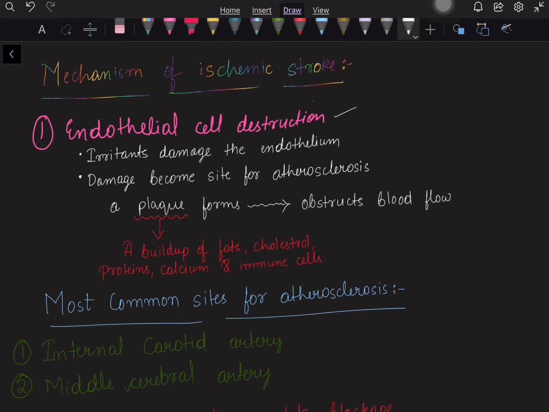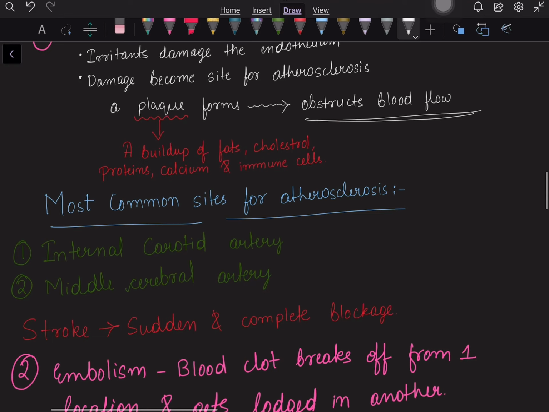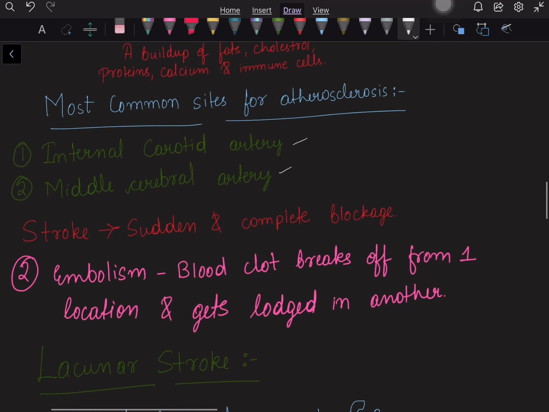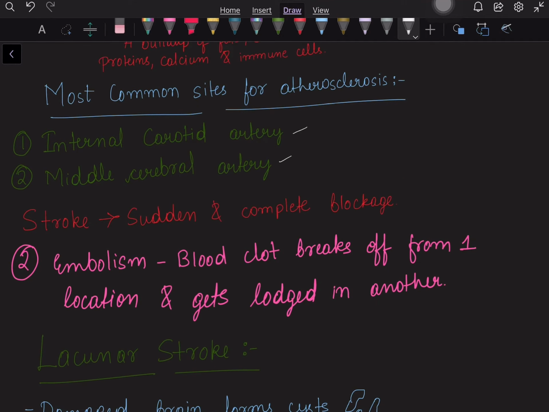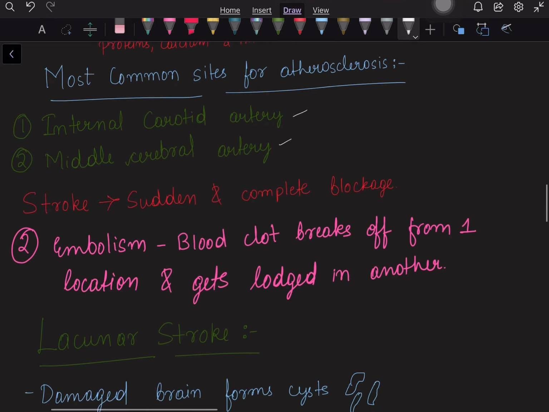What is a plaque? A plaque is a buildup of fats, cholesterol, proteins, calcium and immune cells, and it obstructs the blood flow. The most common sites for atherosclerosis are the internal carotid artery and the middle cerebral artery. What is a stroke? Stroke is a sudden or complete blockage of an artery.